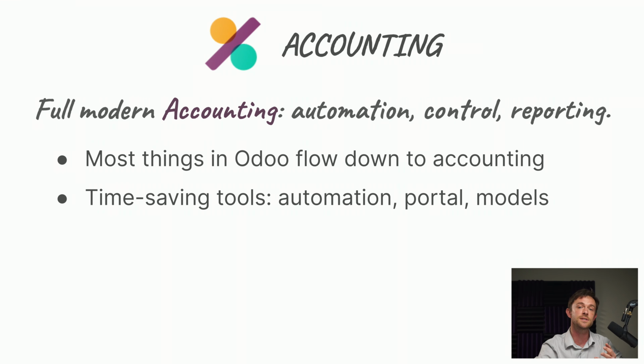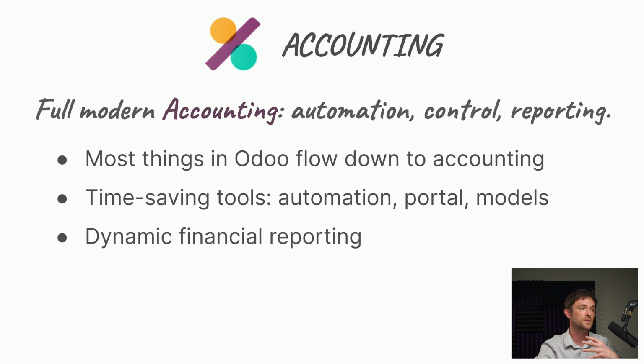There's a lot of ways for them to automate the customer follow-up interaction, either through automatic follow-up or something like that, or time-saving tools like optical character recognition, which we'll get into. And then, of course, the reporting. It's extremely critical in accounting. So there's really strong dynamic reports like the general ledger, the profit and loss, and they're all customizable too.